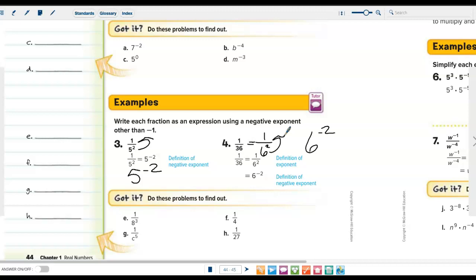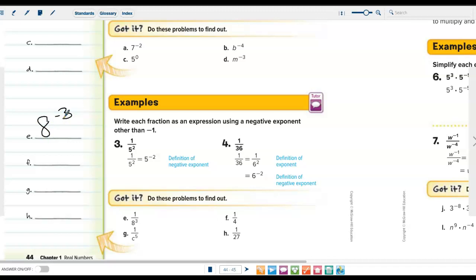Okay, I would like you to do the same thing you just did. So in your book, you're going to do E. Then you will rotate it, check it. If it's correct, do the next one. Okay? So same thing you just did. On got it E, it should have been 8 to the what? 8 to the negative 3. Thumbs up if you got that.